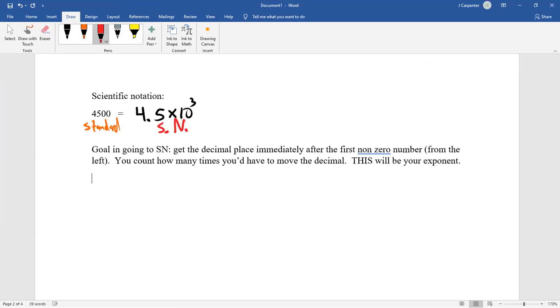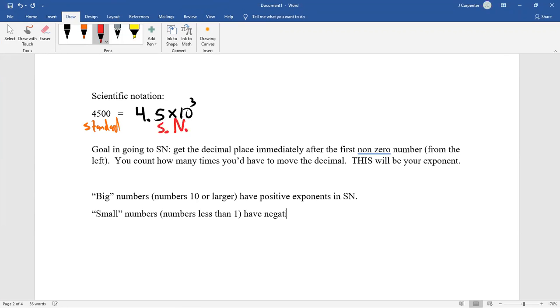I'll say it one more time. Going to scientific notation, if you have to move the decimal left, the exponent's positive, right, it's negative. But this is a better way that doesn't flip-flop from version to version. And it is as such. Big numbers, i.e. numbers 10 or larger, have positive exponents in scientific notation. Small numbers, which are numbers less than 1, have negative exponents in scientific notation.